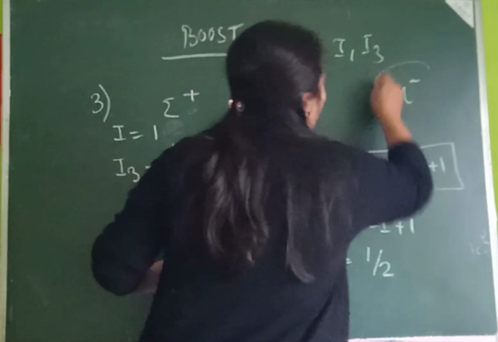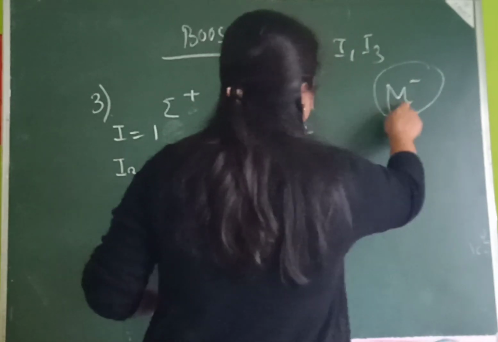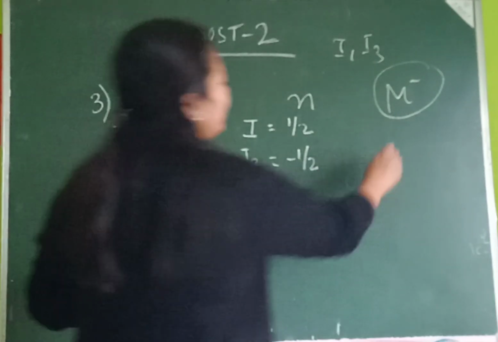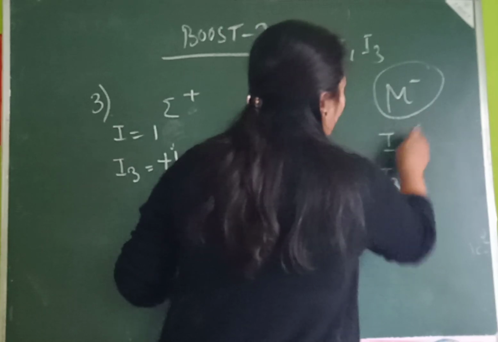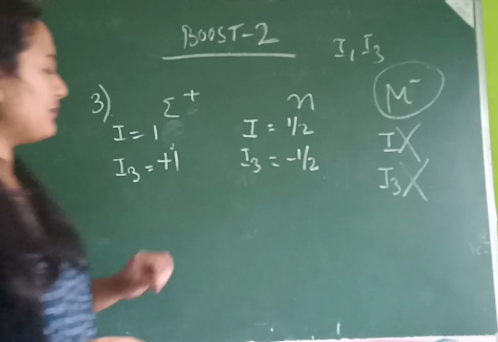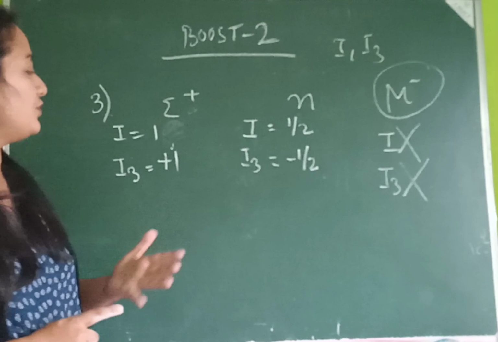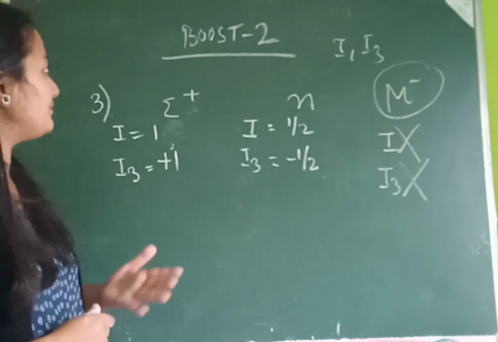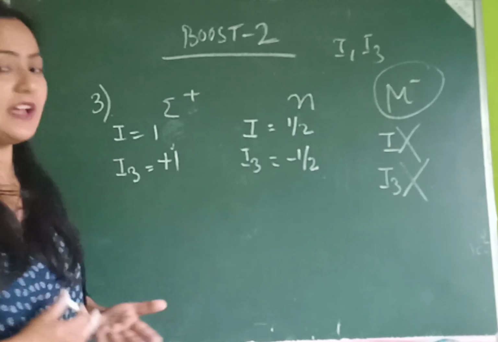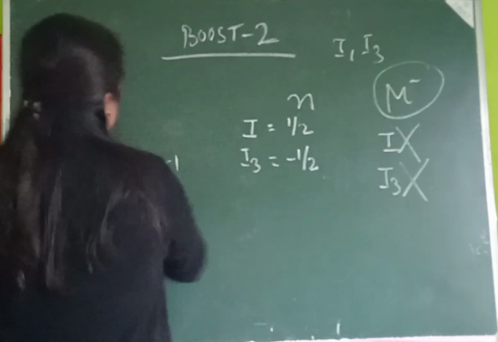Okay. Now for this, that means it's a muon. So muons are leptons, so we do not have any I and I3 for them. I have explained in my Boost 1 video, when I was solving your Boost 1 questions, why leptons do not have isospin values. You can check that video. I'll link it in the description box. Okay, so this is your question number 3.